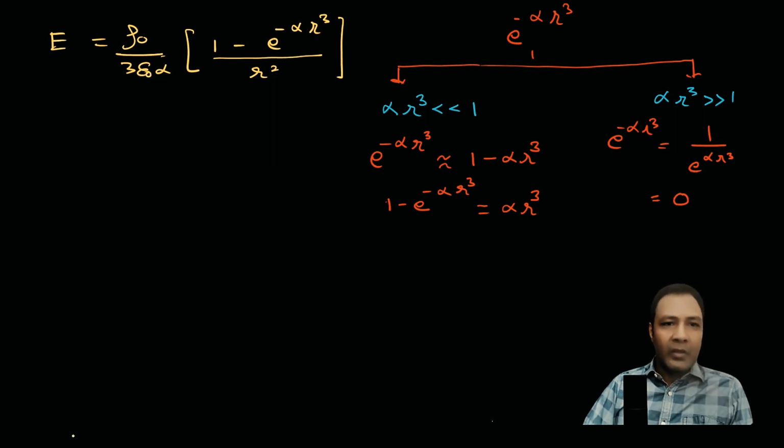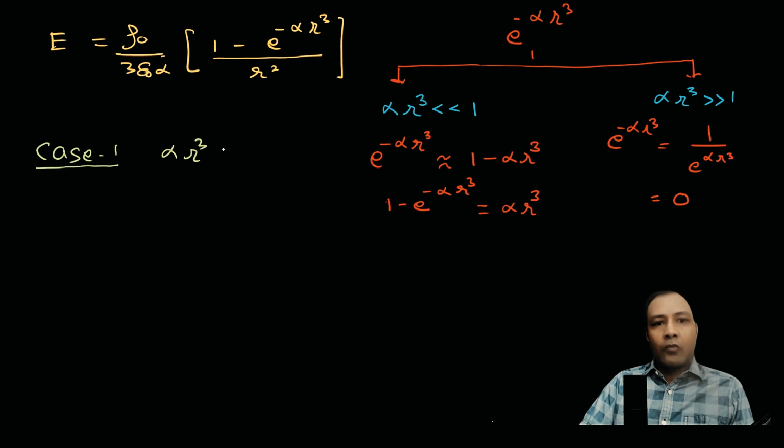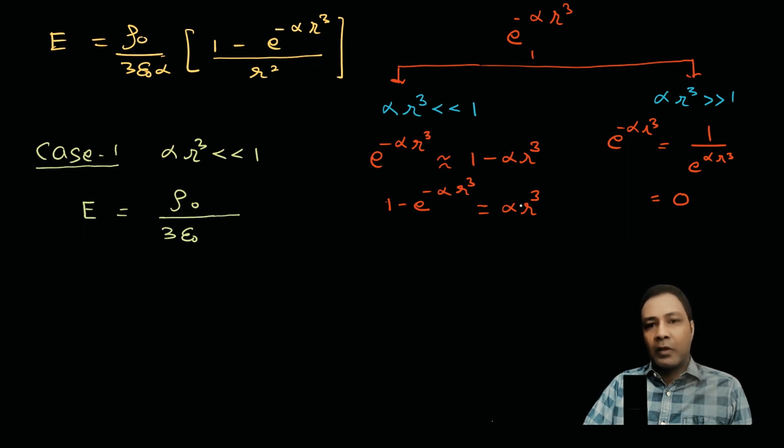So for case 1, alpha r cube much smaller than 1, this 1 minus e power minus alpha r cube is approximately alpha r cube. So the electric field expression will become rho naught divided by 3 epsilon naught, and this alpha will get cancelled. In the denominator there is r square, and in the numerator r cube, so that will be rho naught r by 3 epsilon naught.